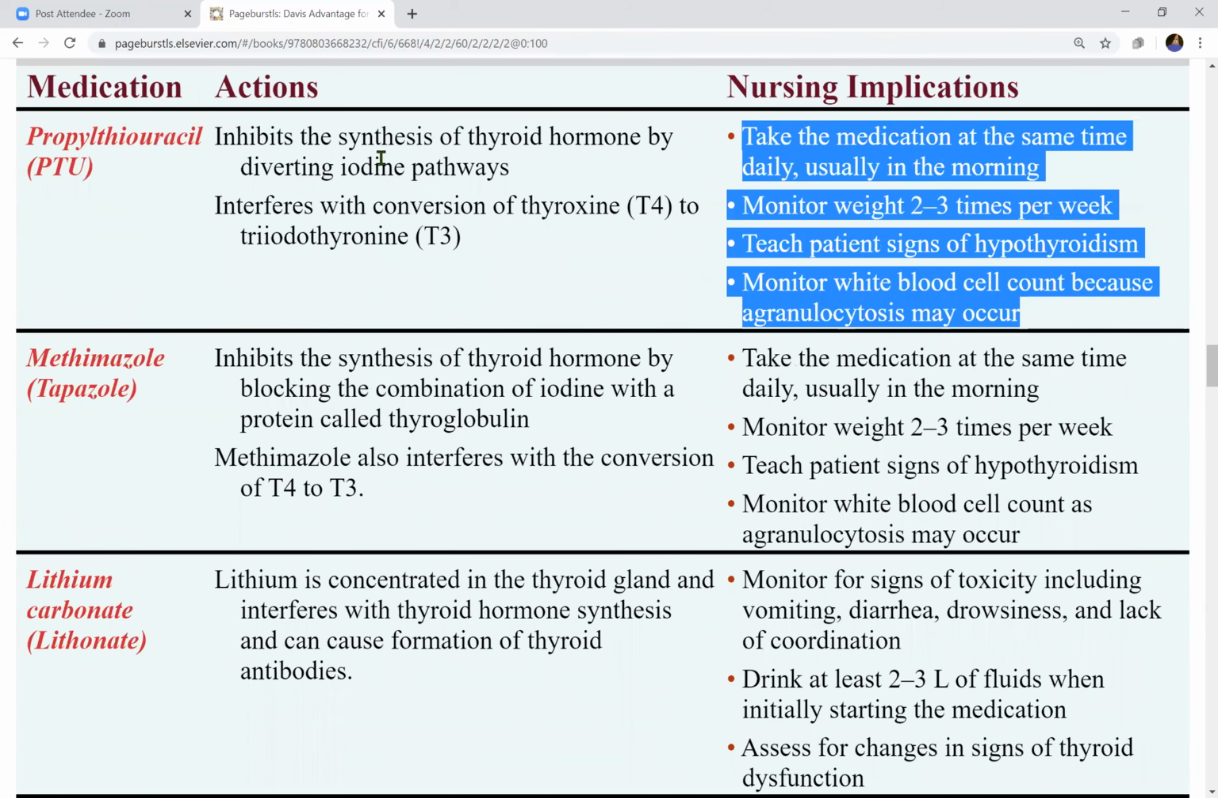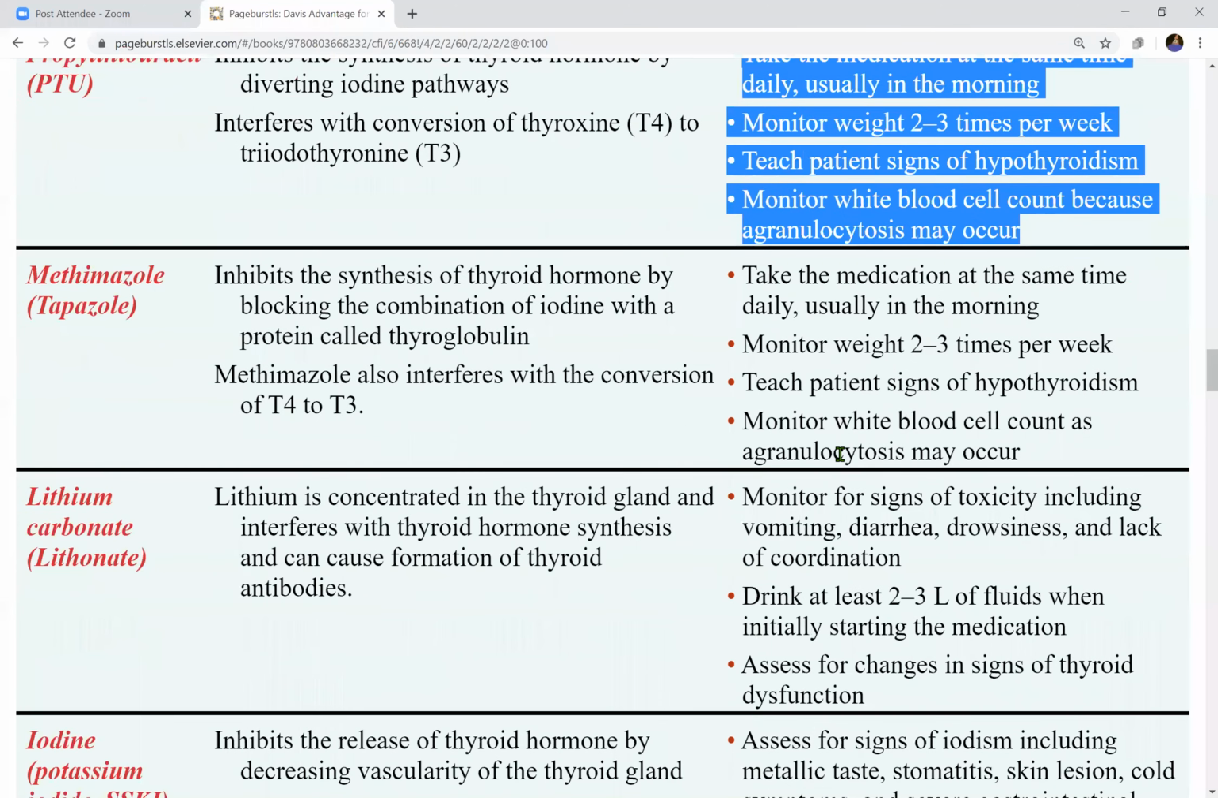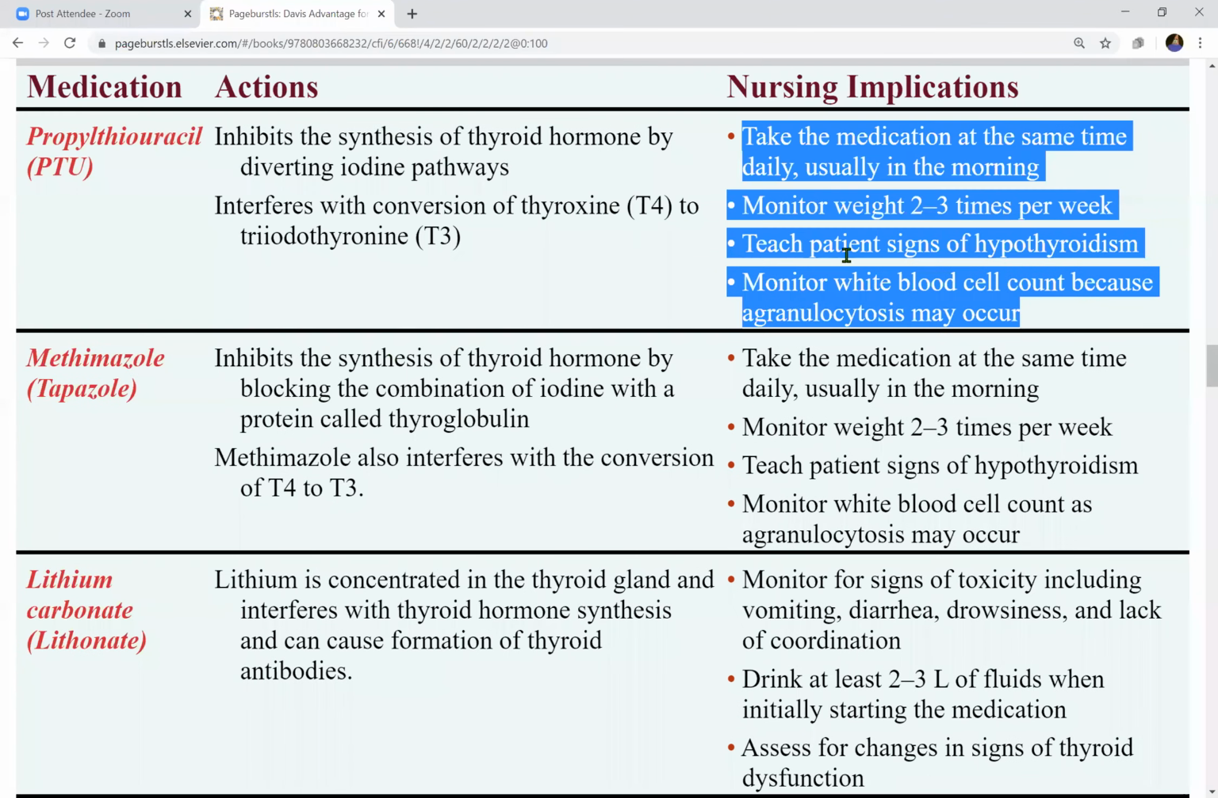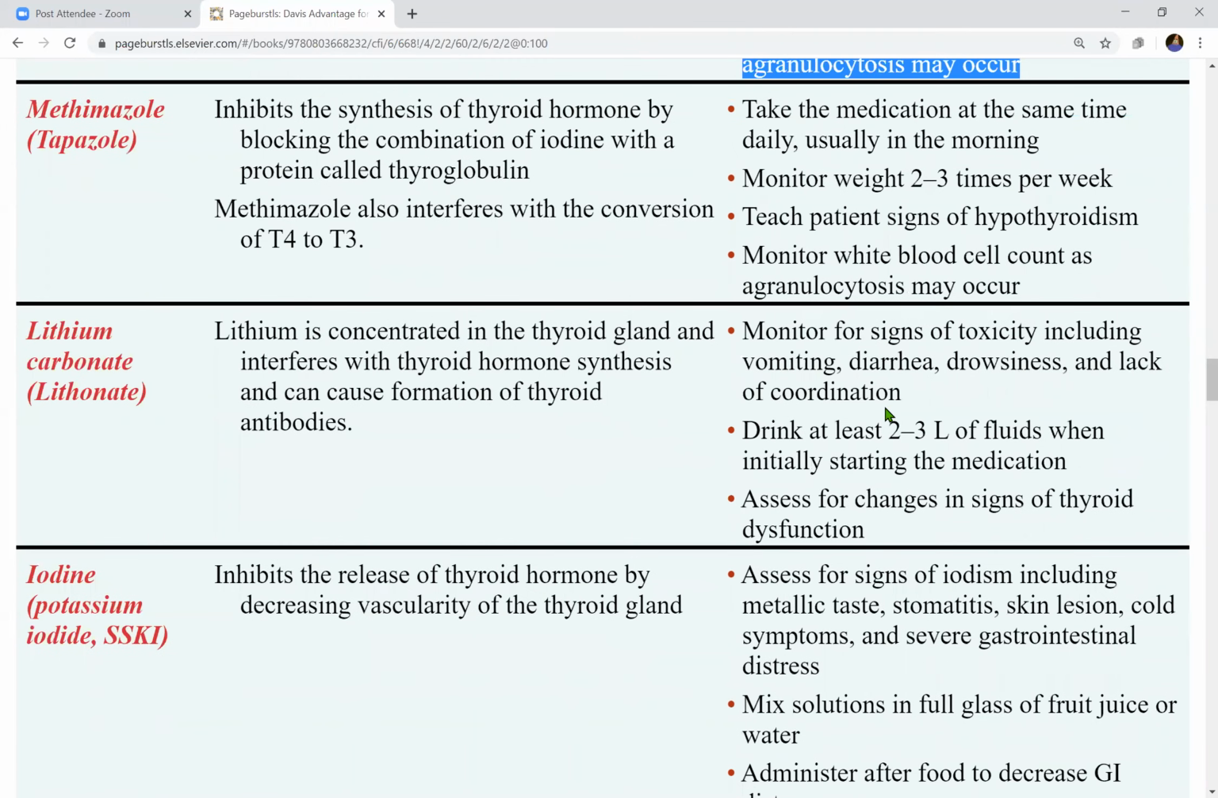So here are the actions which I mentioned earlier. Both of these drugs pretty much block iodine binding in the thyroid gland. So about the same instructions here. Well, they're both thionamides after all, so that's why they'll have the same side effects and the same nursing interventions. Lithium is different.